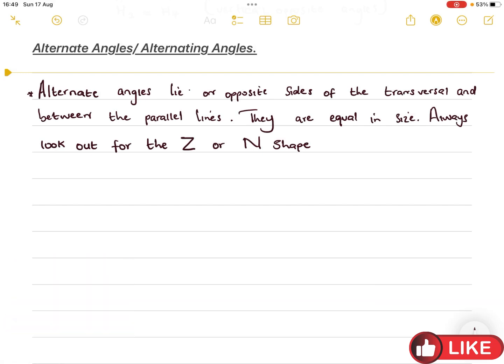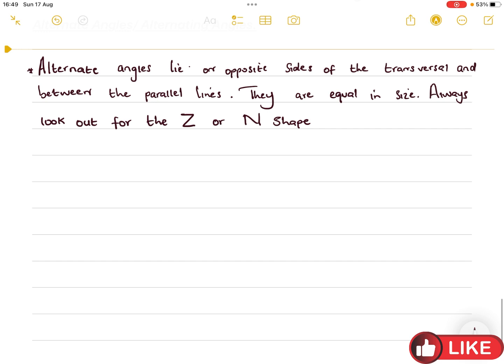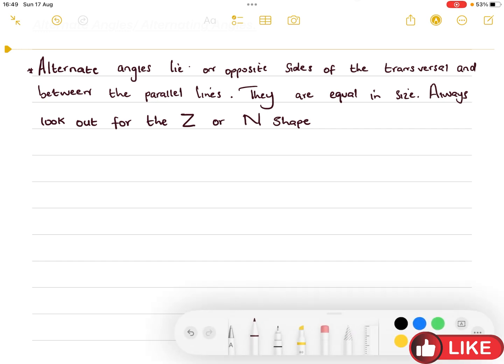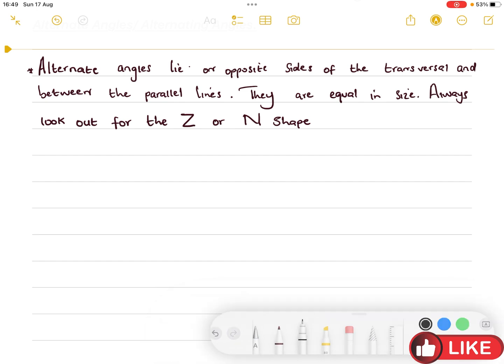Now we will be diving into the concept of alternate angles, or alternating angles. Alternate angles lie on opposite sides of the transversal and between the parallel lines. They are equal in size, and whenever you want to look at them, look out for the Z or N shape. So these are the angles that they are referring to.